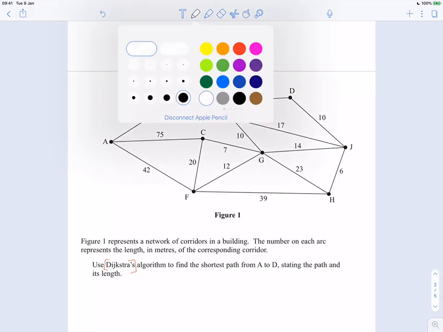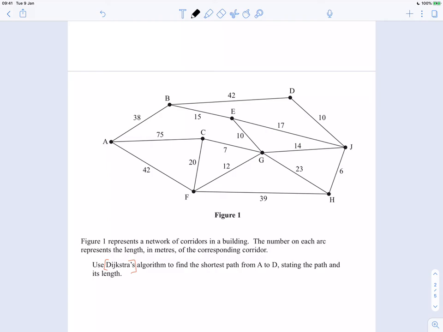So figure one represents a network of corridors in a building, and the number on each arc represents the length in meters of each of the corresponding corridors. So using Dijkstra's algorithm to find the shortest path from A to D, stating the path and its length. Okay, so this is the start point A, and we want to get to D.